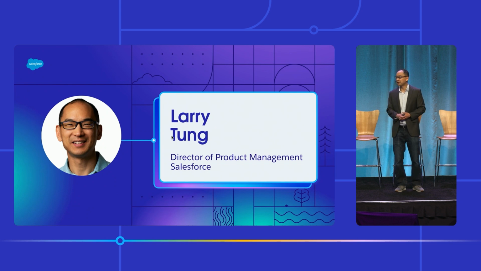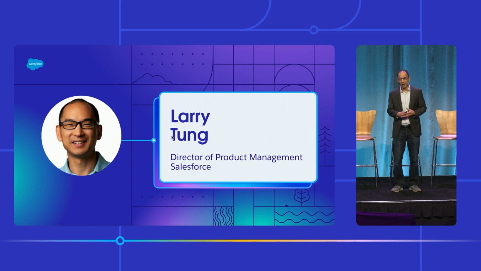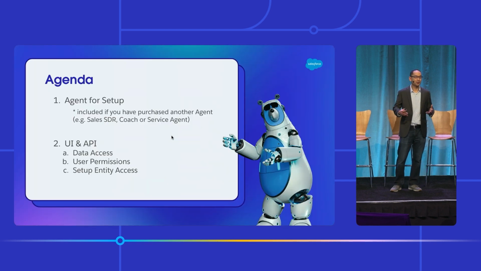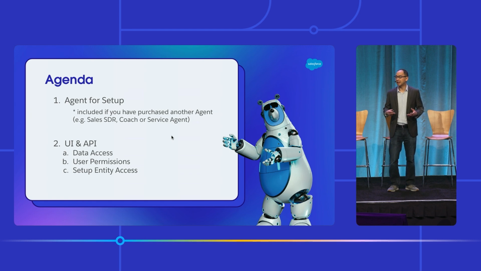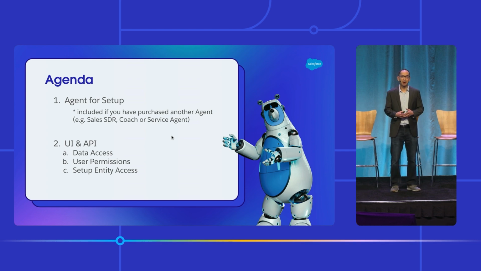My name is Larry Tung, and I'm very interested in understanding how we can make user access easier to use so that we can ensure you protect your data in your org. We're going to start off with going through Agent for Setup, and this agent is included if you purchase any of our other agents. I also want to walk through various UI and API options as you're going through various user access challenges. And we're going to focus on a couple.